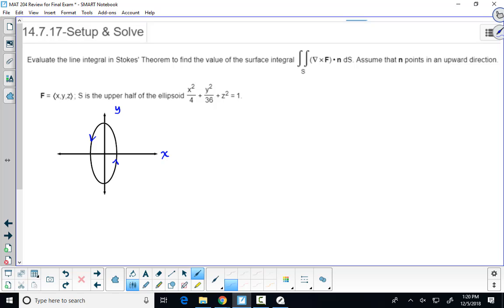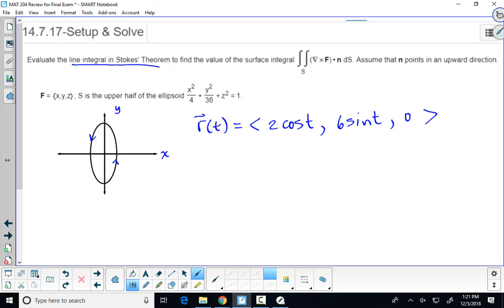So if we're going to use the line integral in Stokes' theorem, we need to parameterize the curve. So what will our parameterization for the curve be? It's going to be 2 cosine t, 6 sine t, 0. Is that good for everybody? If you're not 100% sure, you just use the Pythagorean theorem, sine squared plus cosine squared is 1. Here we have that x is equal to 2 cosine t, so cosine of t is x over 2. Y over 6 is going to be sine, and then you square it and get 1.